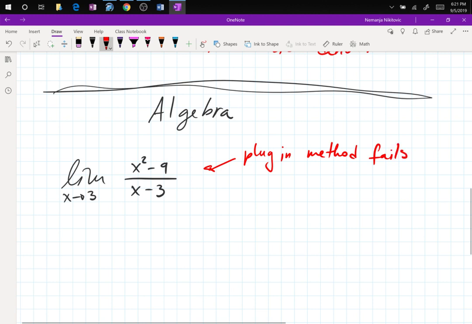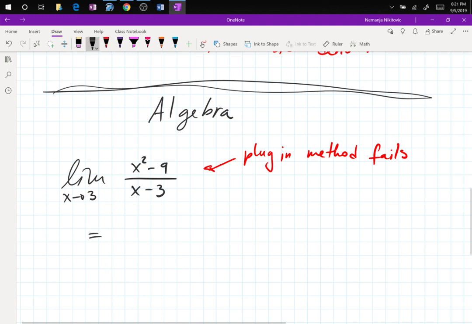If you plug in x equals 3, your denominator is 0 and you cannot compute. Now you might go and say, well, if the denominator is 0, the limit doesn't exist. No. You cannot claim non-existence of limit because the denominator is 0. And this is perfect example for that.